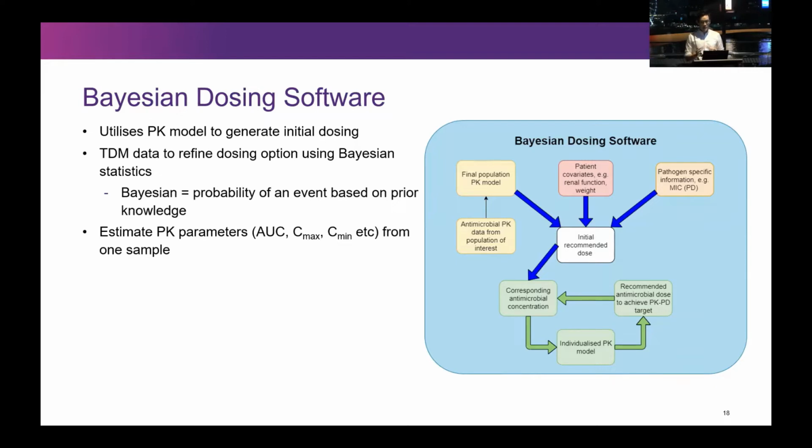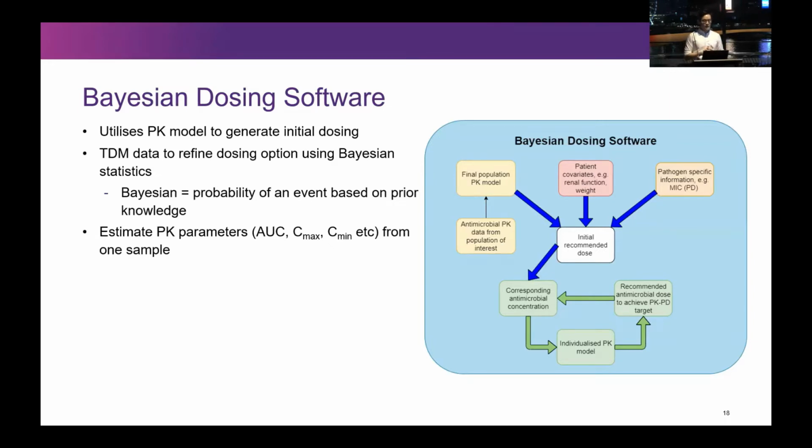But if we haven't, the software can utilize this concept of Bayesian statistics to refine the underlying pharmacokinetic model, making it more individualized to your patient. It then generates a new dosing recommendation that can be administered to the patient. And this cycle can be repeated as many times as required, with each subsequent dose becoming a little bit more individualized. Now, what is this Bayesian statistics?